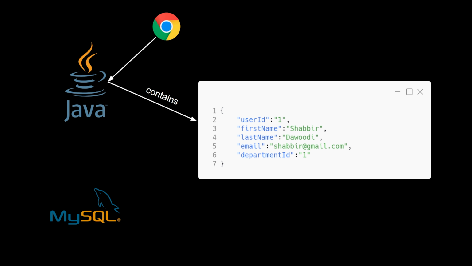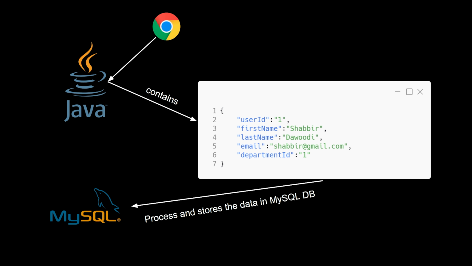If you take the example of storing a user, that particular API request will have the data for that particular user. It will be in the form of XML or JSON data. Once the Java application gets that request, it will route it to the database where we want to store the data.